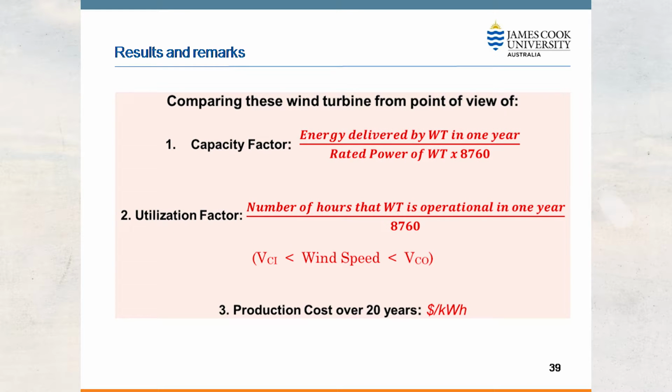In order to compare the performance of different wind turbines, there are 2 very important factors. Factor number 1 is the capacity factor. Capacity factor, as I said, gives you an idea of the actual power that a wind turbine can produce in 1 year. The higher, the better. Anything below 40%, forget it.